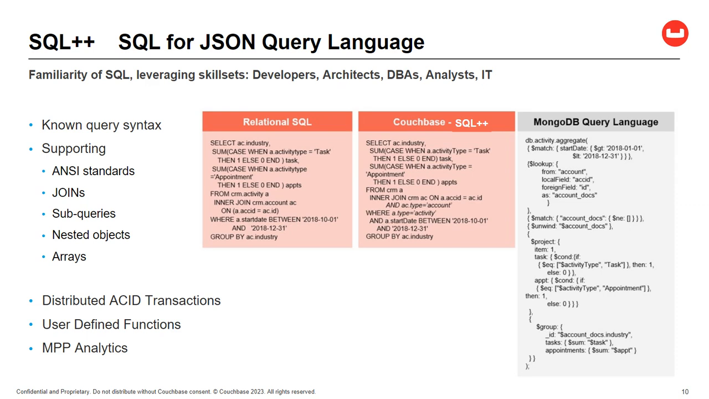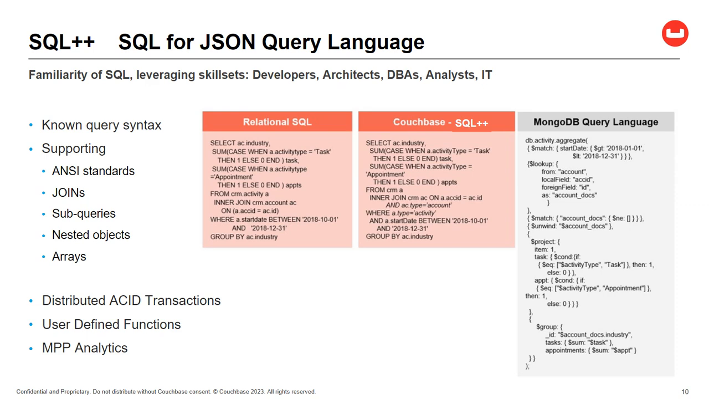You get to do joins. You can do joins on collections. You can do joins on documents. You get to do subqueries. You can nest objects in the JSON document. You can nest arrays in the document. And then it supports distributed ACID transactions. We have a patent for that. We have patents for cost-based optimization of JSON documents. You get user-defined functions. You get parallel processing analytics all at the same time, all using the same query language that you already know.